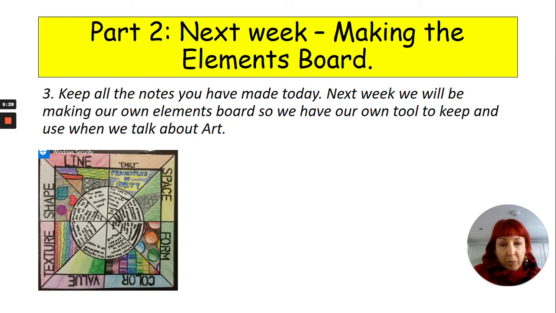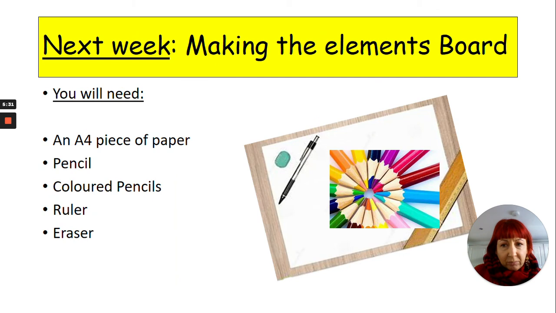So for next week's lesson, you will need an A4 piece of paper, a ruler. You may also need a pair of scissors. I didn't write this on the what you will need sheet, but I'm just thinking about it. So you will need a pair of scissors, eraser, some coloured pencils, or some felt tips, whatever you have at home. But some colours would really be quite helpful. So look forward to seeing you next week when we make our elements board. And remember to upload everything to Google Classroom, including your help sheet.